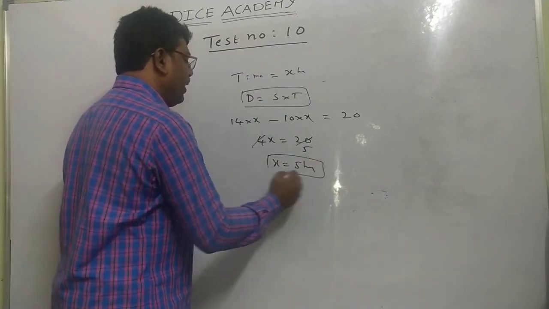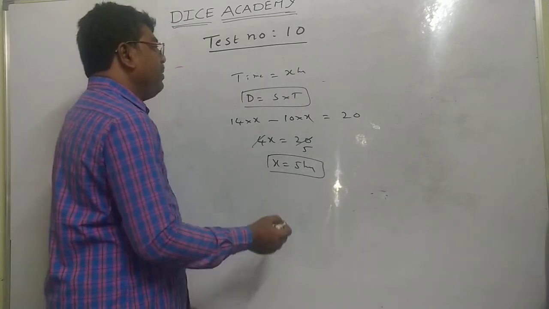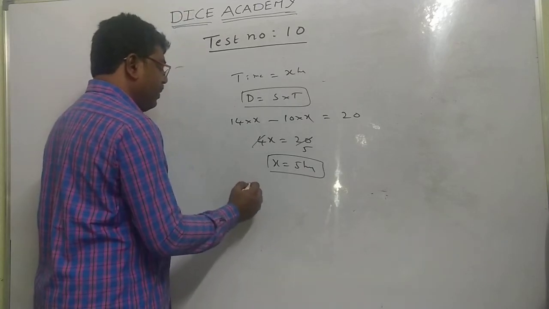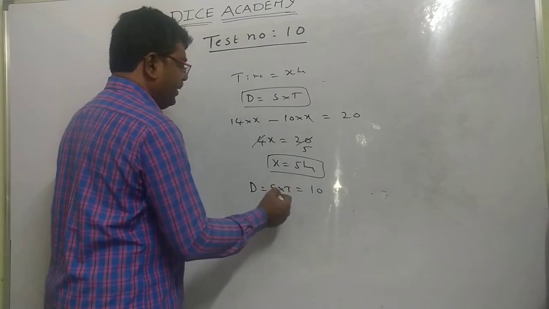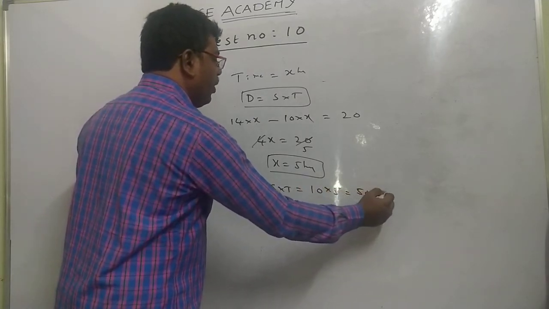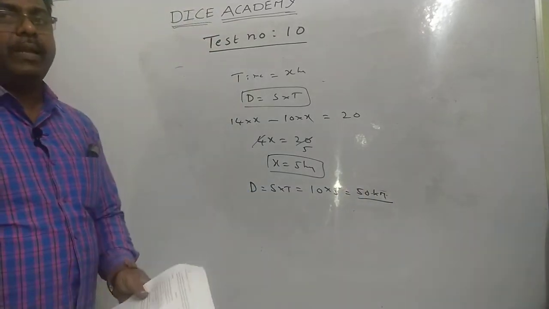After knowing the value of time, we can find out the actual distance. The actual speed is 10. Therefore distance d is equal to speed into time. The actual speed is 10 and time is 5 hours. So the answer is 50 kilometers, the required answer. So the actual distance is 50 kilometers.